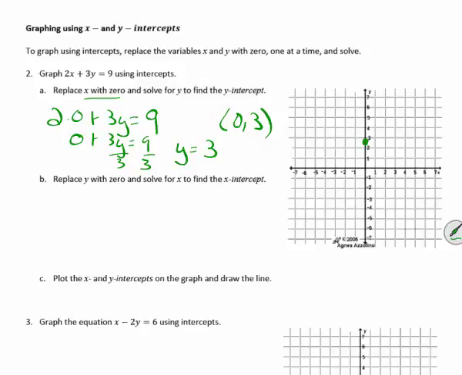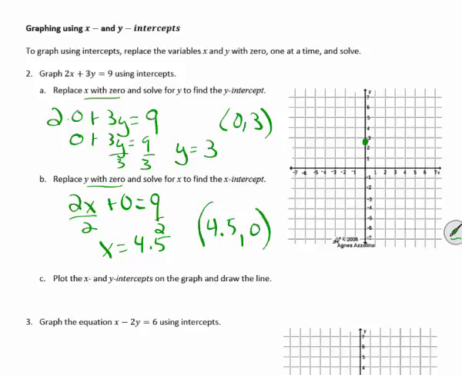There's your y-intercept. Now I'm going to put in 0 for y. So I'm going to have 2x plus 0 equals 9, divided by 2, so x is about 4.5. So that's the point (4.5, 0). 4.5 is about here. Plot them and draw the line. Again, it's definitely easier on your papers.